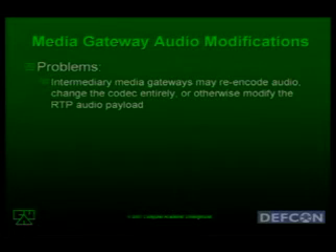You also have to deal with media gateway audio modifications. As RTP traverses the network, it may cross one or more of these intermediary devices. What they can do is re-encode the data in a different codec. They can change the sizes. They can do any number of things to the RTP stream which might compromise the integrity of your steganographic channel.